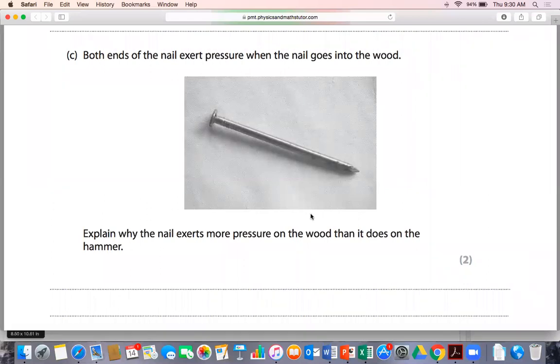Okay, so the smaller area of the nail is in contact with the wood, which is why the pressure is greater between the nail and the wood compared to the hammer and the nail, because the nail at the top is flatter, the surface area is bigger, whereas at the end, the surface area is smaller. So according to the formula, pressure equals force over area, the smaller the area, the higher the pressure.